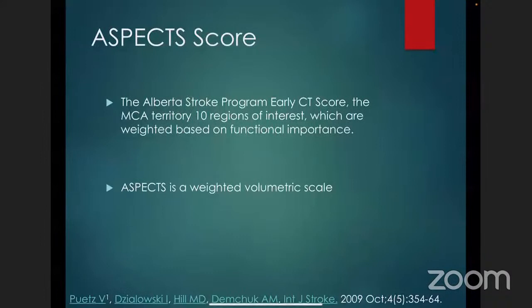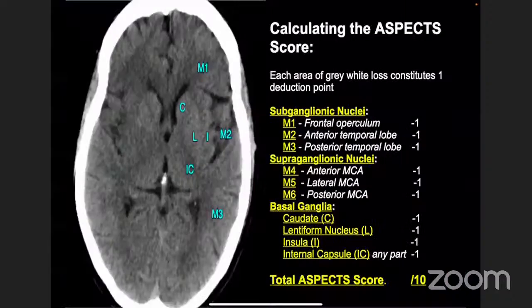So after the non-contrast CT brain, looking for early changes, we have to measure the ASPECT score. ASPECTS, the Alberta Stroke Program Early CT Score, divides the MCA territory into 10 regions of interest, which are weighted based on functional importance. The ASPECT score is a weighted volumetric scale, so it's out of 10 points.